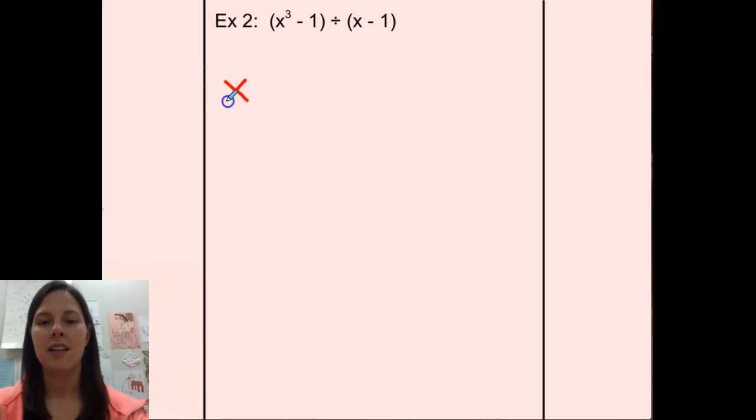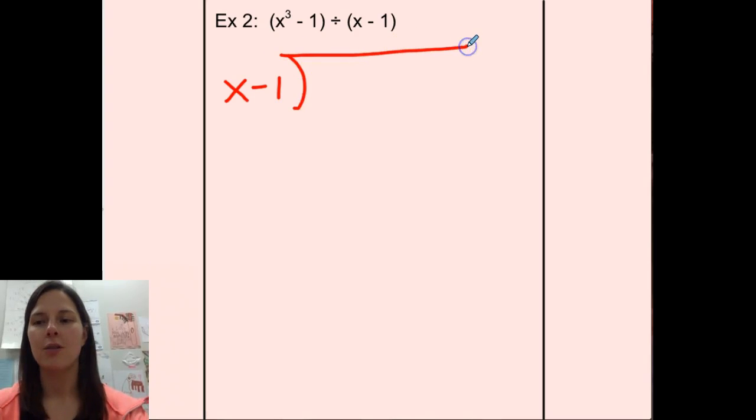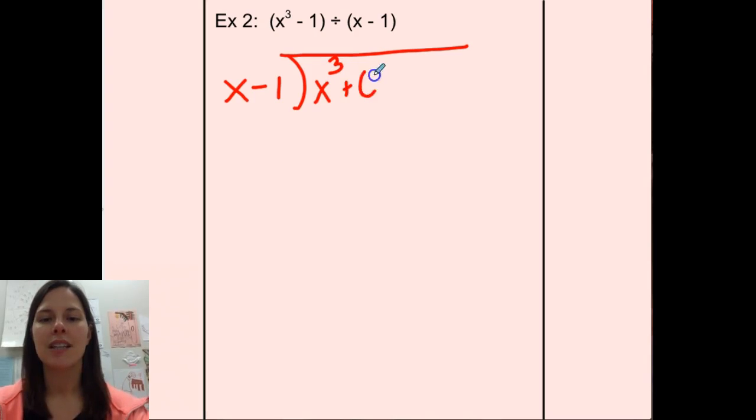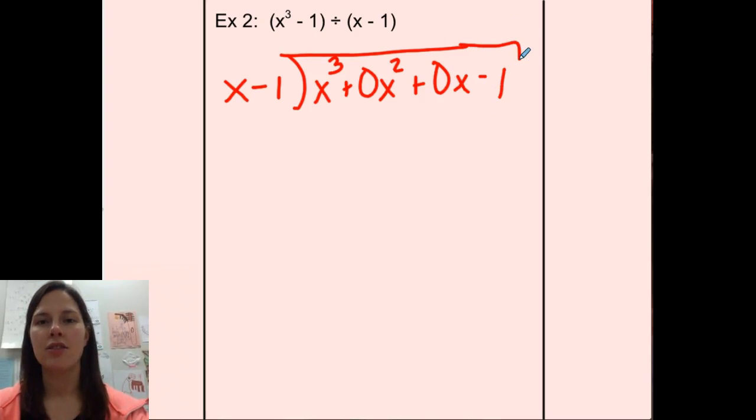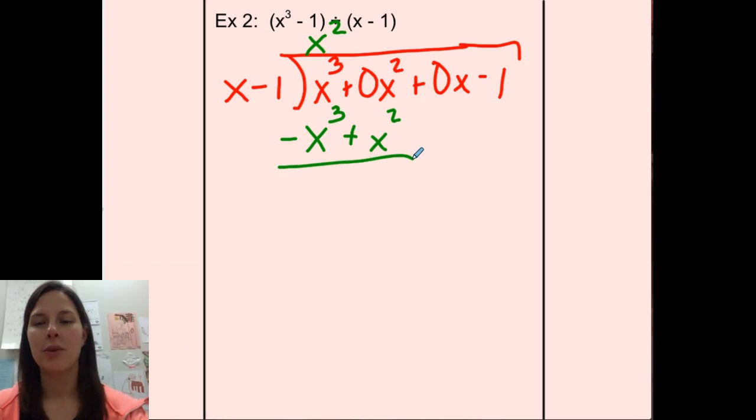Taking a look at that again, the x minus 1, what we're dividing by, goes on the outside. Notice this time we're missing some terms. We're missing an x squared term, and we're missing an x term. So we have to put those placeholders in under the division bar. X times x squared gives us x cubed. Multiplying that by both pieces on the outside. Distributing that subtraction. Now we can add our terms. Adding is easier than subtracting. Bring down the next term.